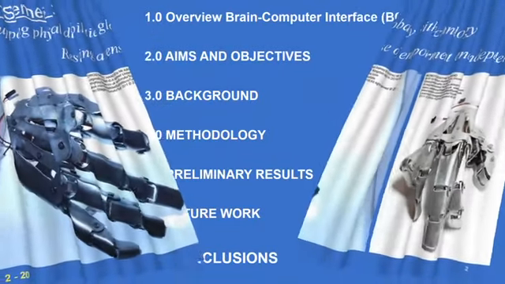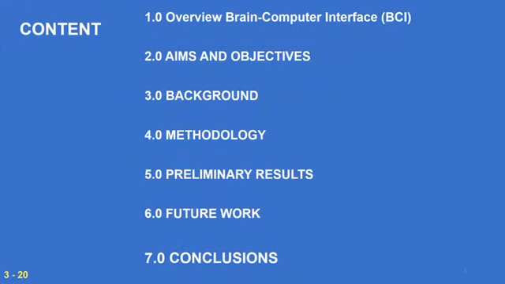The presentation will begin with an overview of a brain-computer interface showing the components involved. We will take a look at the aims and objectives, and then in section 3 we'll look at the background, and in section 4 the methodology, in section 5 the preliminary results, then in section 6 we'll take a look at the future work, what are the possibilities, and then in section 7 we'll end with the conclusions.